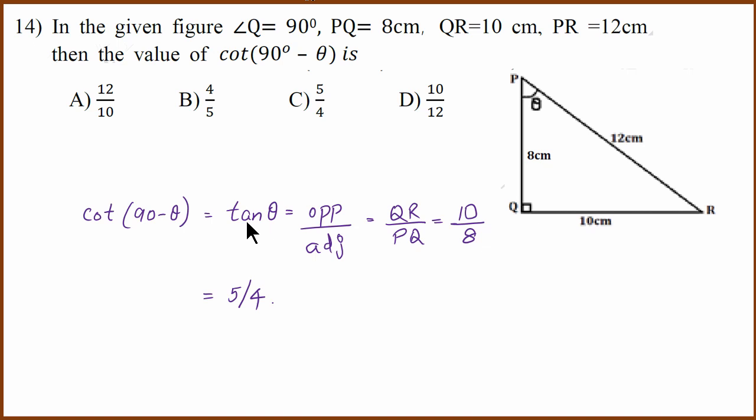complementary angle. And tan theta is given as opposite by adjacent. In this case, opposite side is QR, adjacent side is PQ. QR is 10 centimeter, PQ is 8 centimeter, which means tan theta is 10 by 8, which is same as 5 by 4. So the correct answer is 5 by 4.